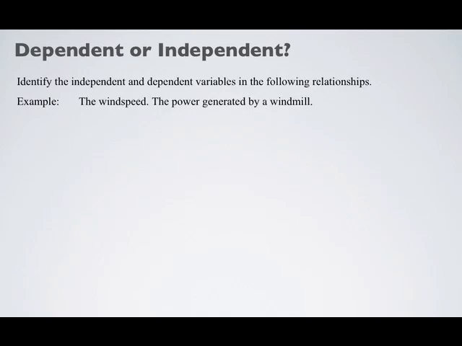In this example, the power generated by the windmill depends on the wind speed. Therefore, we would say that the dependent variable is the power generated, and the wind speed is the independent variable. Let's practice this. The wear on a car's tires, the number of kilometers driven.